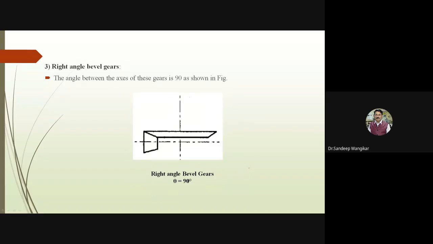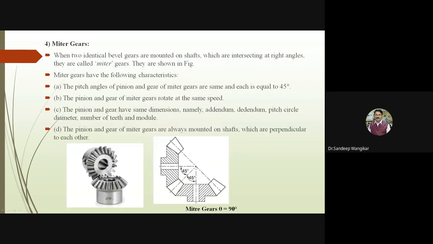So right angle bevel gears, the angle between the axes is 90 degrees. If you can see here, the angle between these two axes is theta. Theta is equal to 90 degrees. The angle between these two axes is 90. Therefore, this is a right angle bevel gear. Very important concept. Very, very important, I will say.